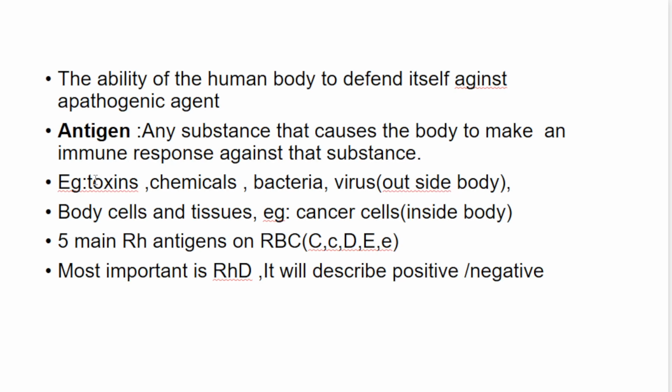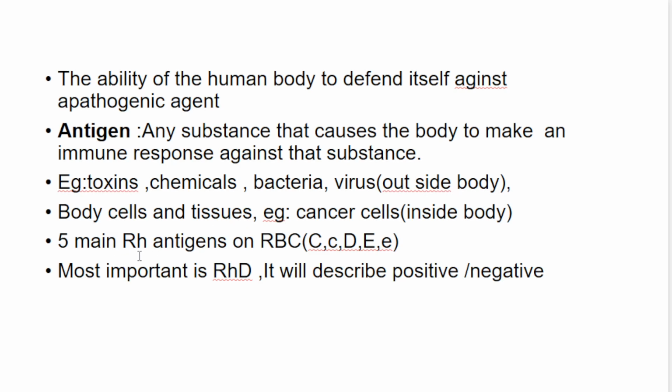Antigens are of two types: outside of the body and inside of the body. Outside antigens are toxins, chemicals, bacteria and viruses. Inside the body, the cells and tissues can also make some antigens. For example, cancer cells inside the body are antigens in our body.